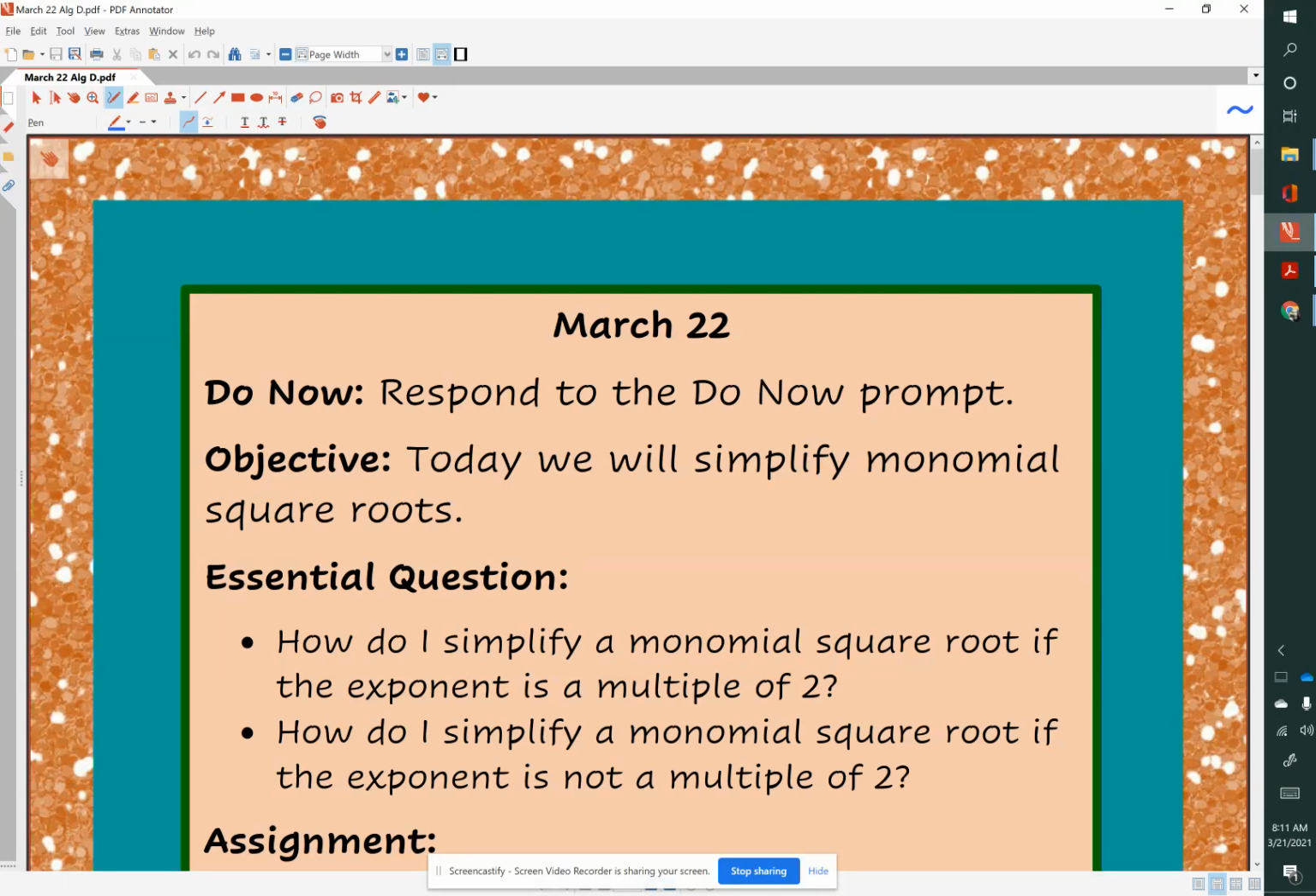Good morning, algebra students. Today we're going to simplify those monomial square roots with variables. First, we'll respond to our do now.